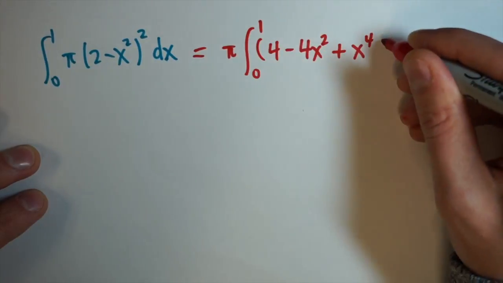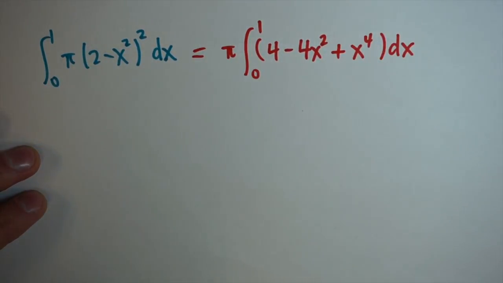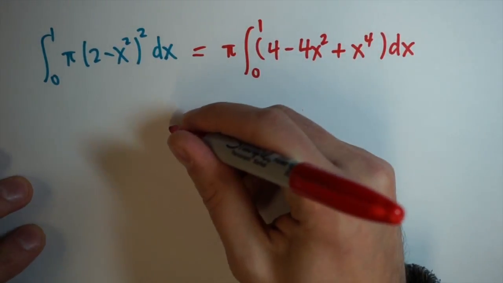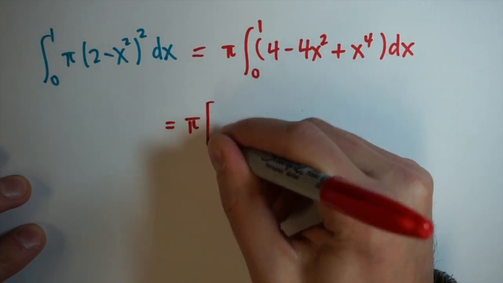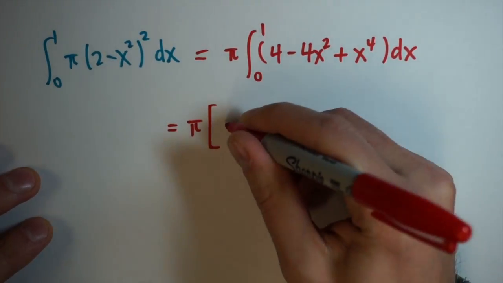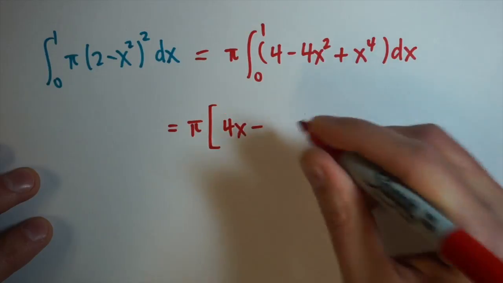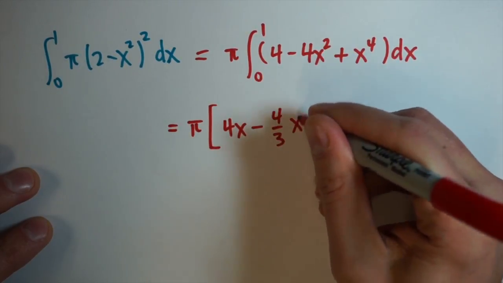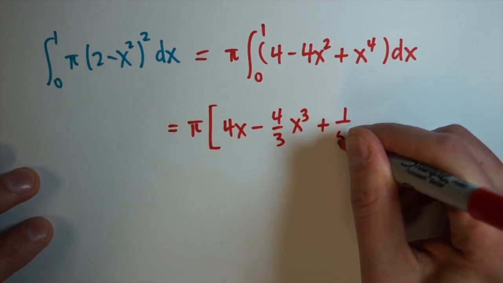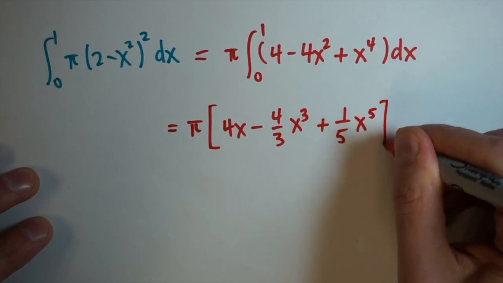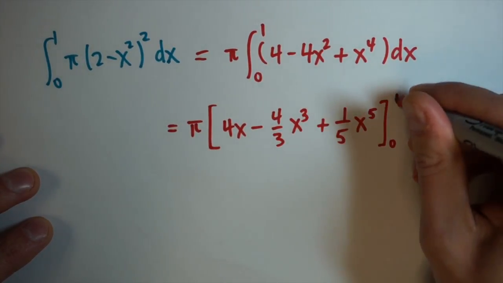So I have pi times the integral from 0 to 1 of 4 minus 4x squared plus x to the 4th dx. Now this is just a polynomial. We can find the antiderivative. So I get pi times the antiderivative of 4, which is 4x, minus 4/3 x cubed, plus 1/5 x to the 5th. We're going to evaluate this between 0 and 1.